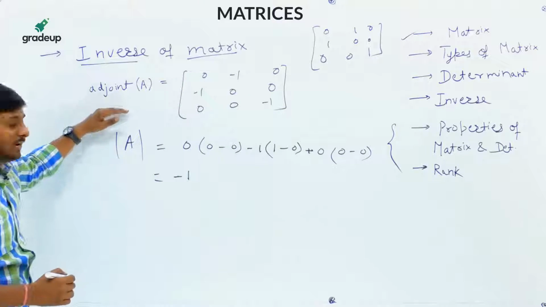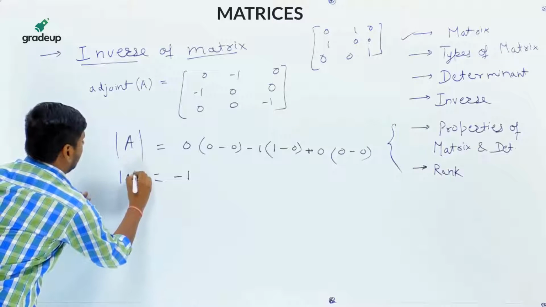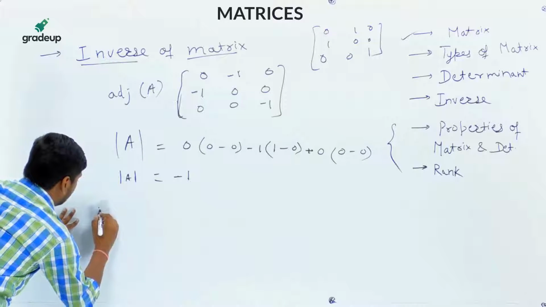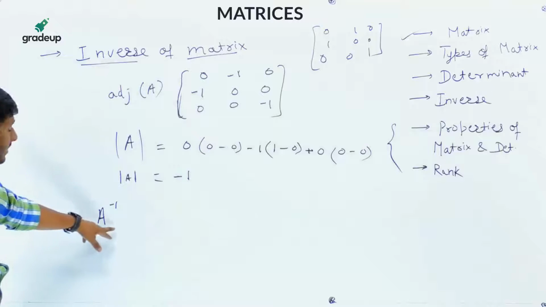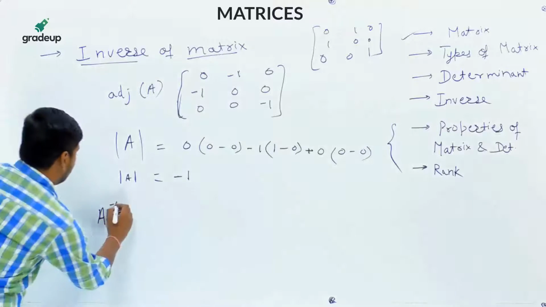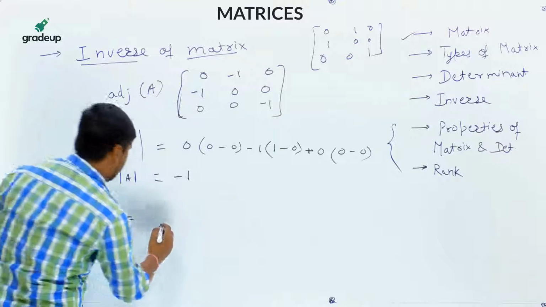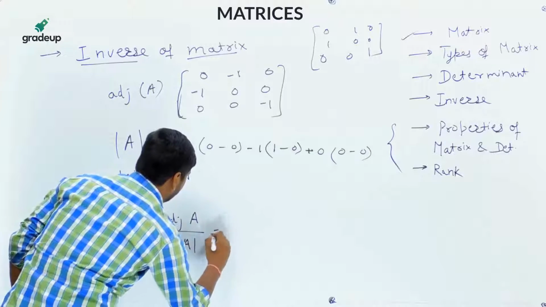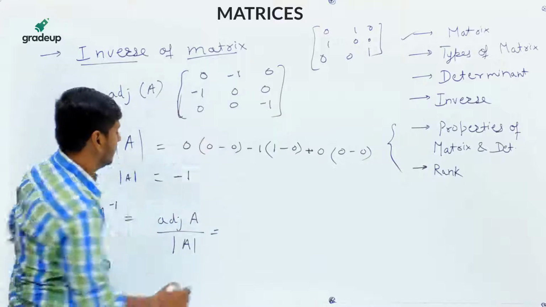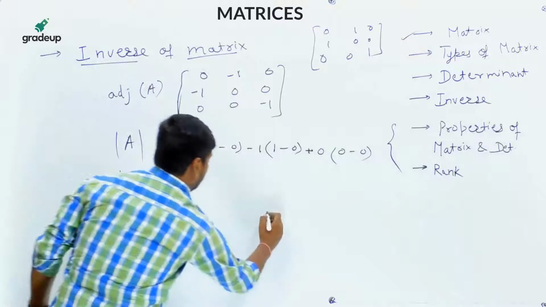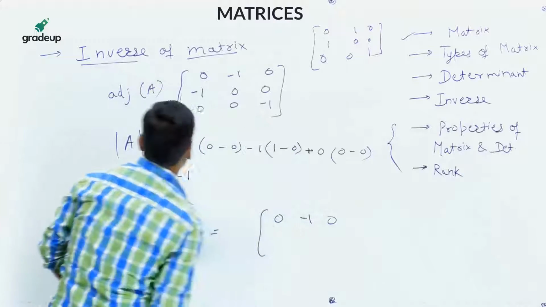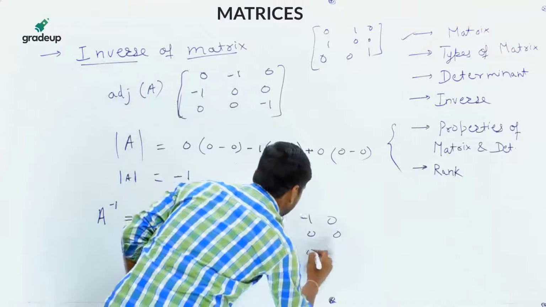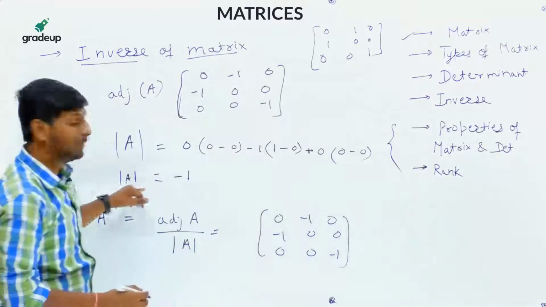So we get the adjoint here and the determinant here. And finally, we are going to find the inverse of matrix A. The inverse of matrix A, represented as A to the power minus 1, is given by the formula adjoint of A divided by determinant of A. That is equal to the adjoint of A, which is 0, minus 1, 0; minus 1, 0, 0; and 0, 0, minus 1.